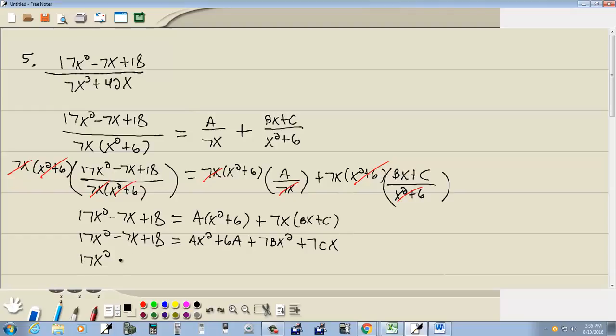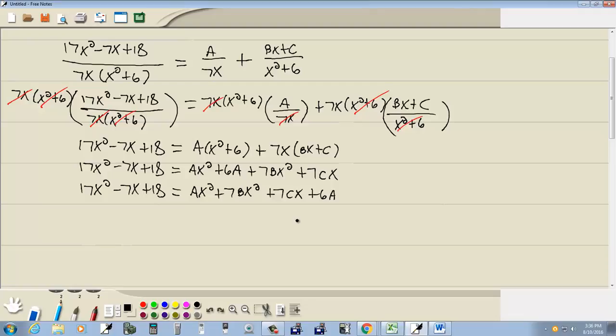So I got 17x squared minus 7x plus 18 equals ax squared. I'm going to rearrange them so like terms are together. Plus 7bx squared plus 7cx plus 6a. Okay, so I'm going to have 17x squared minus 7x plus 18 equals, and I'll factor an x squared out, but I'll put it after. So this will be a plus 7b, and I'll put an x squared here, plus 7cx plus 6a.